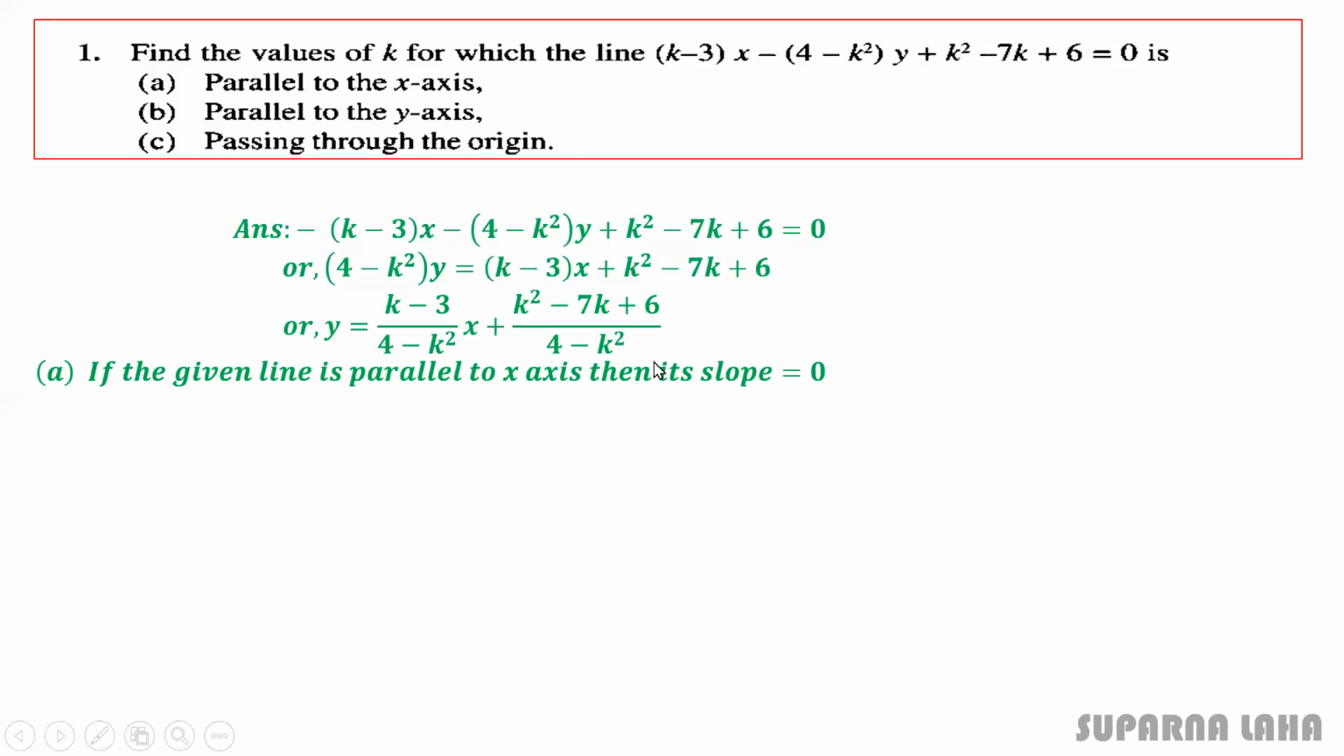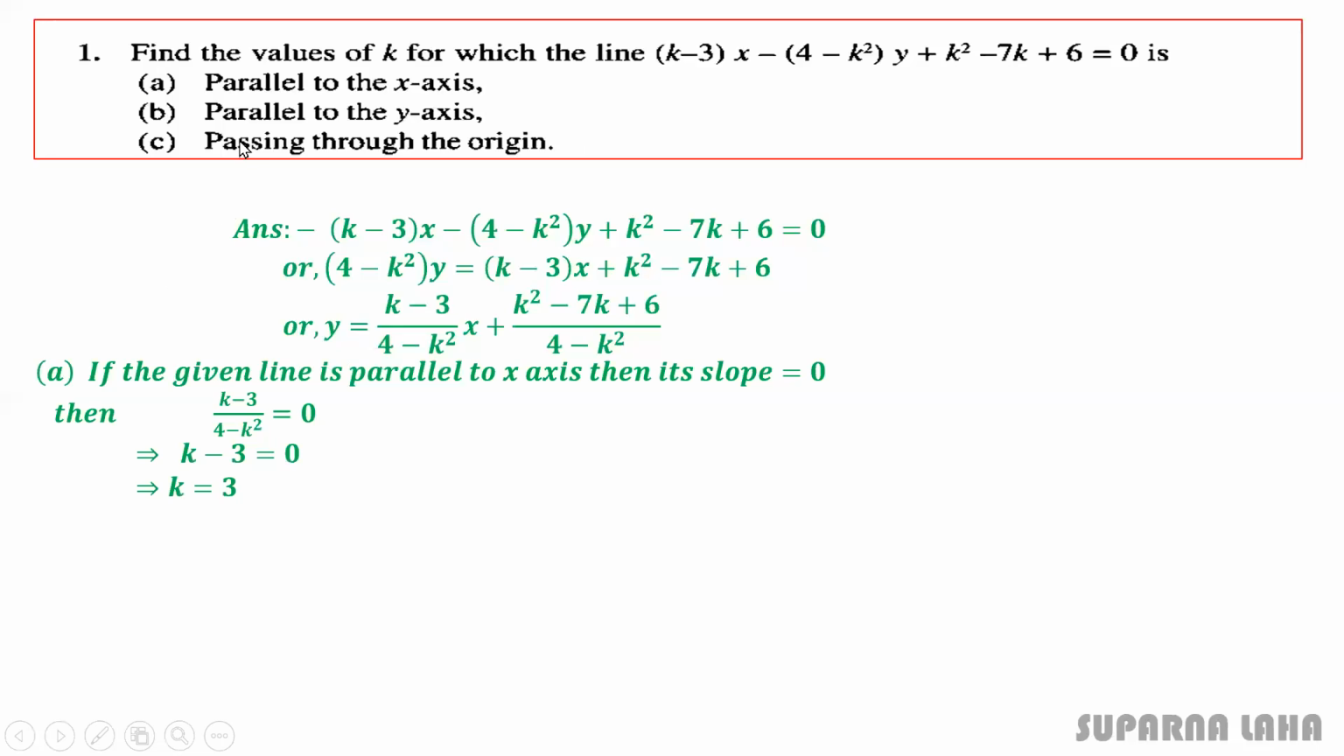Now, if the slope of the line is 0, that means this value should be 0. That is (k minus 3) by (4 minus k square) should be equal to 0. So from here, you can easily say that k equals 3. So if the value of k is 3, at that time the line is parallel to the x-axis.